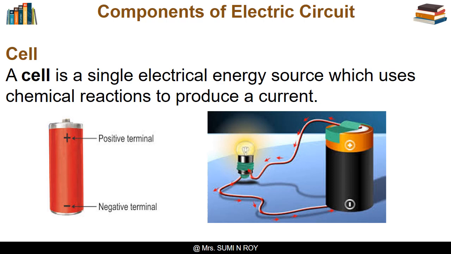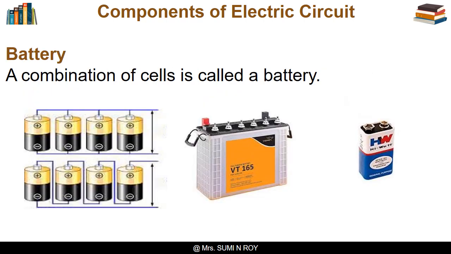The first is cell. A cell is a single electrical energy source which uses chemical reactions to produce a current. And a combination of cells is called a battery. For some of the activities, we may need more than one cell. So, we connect two or more cells together so that the positive terminal of one cell is connected to the negative terminal of the next cell. Such a combination of two or more cells is called a battery.